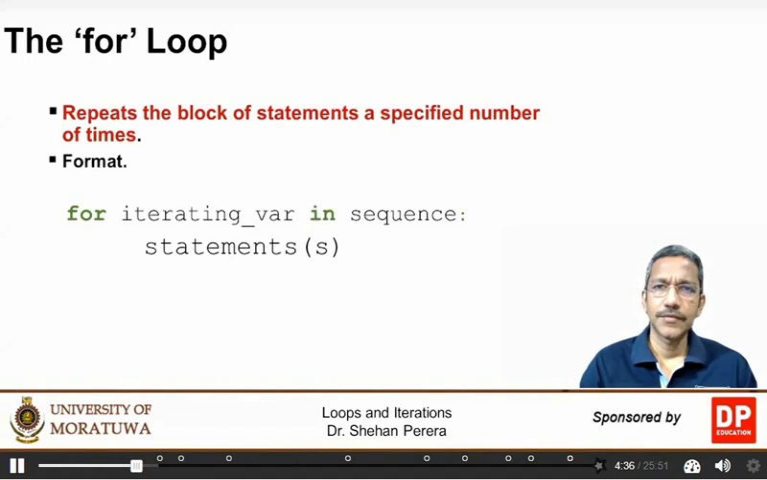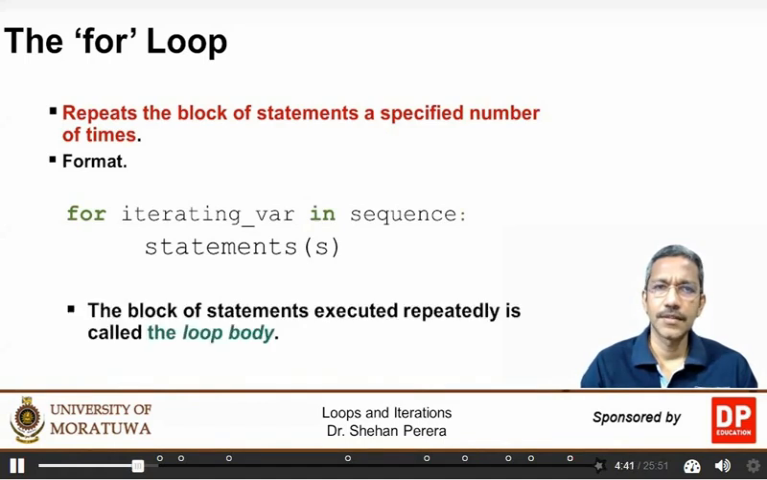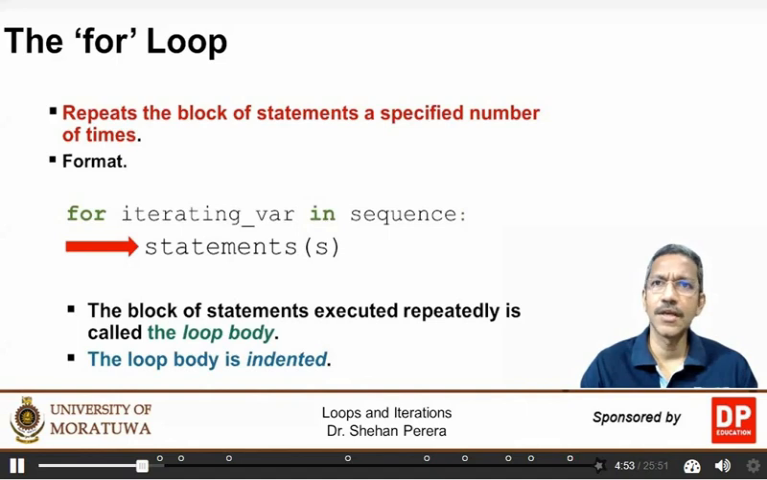Then we have the block of statements that are part of the for loop. And this block of statements, or the code, is called the loop body. This has to be indented so that the code knows that this is the block of code that belongs to this loop.